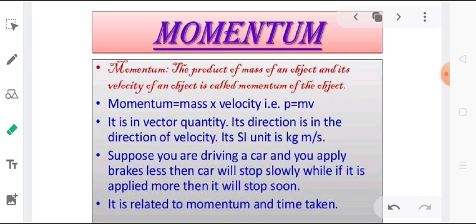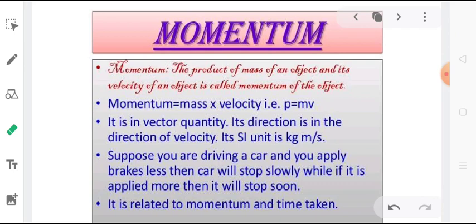Momentum, or what may be referred to as linear momentum. Why is it called linear momentum? Because we are considering linear motion of any object. An object is moving in a straight line. So the momentum of that object can be referred to as linear momentum, which is the product of its mass and velocity. That is how we define momentum, the product of mass of an object and its velocity.